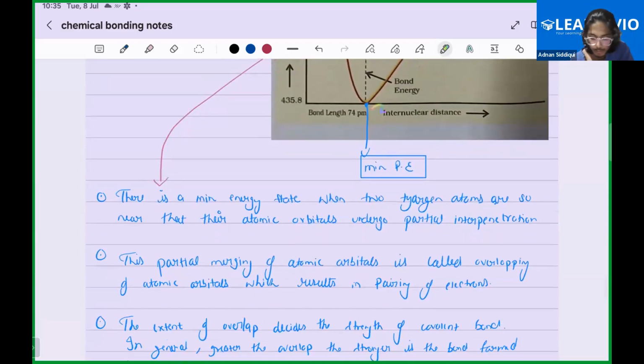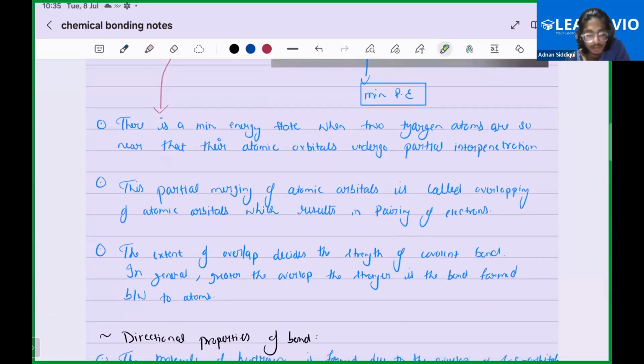So see, this is your minimum potential energy. At this point, we have more stability. There is a minimum energy state when two hydrogen atoms are so near that their atomic orbitals undergo partial interpenetration. This partial merging of atomic orbitals is called overlapping of atomic orbitals, which results in pairing of electrons.